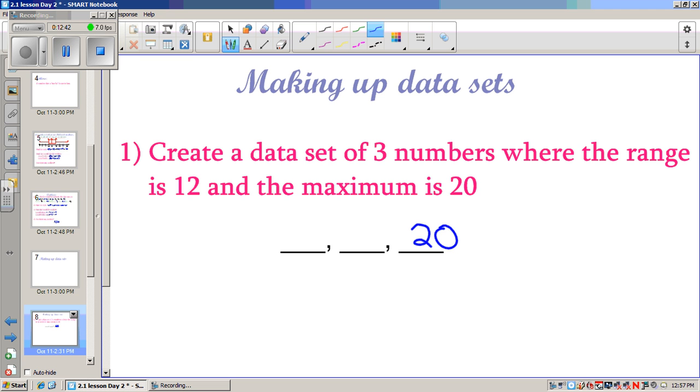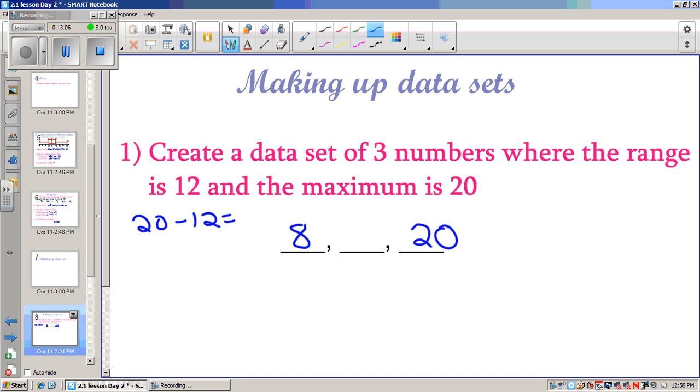Since my range is 12, I can take my maximum, subtract my range from it, and that will get me what my minimum is. 8. 20 minus 12 is 8. Now, those are the only 2 stipulations here, is that the range is 12, which we already have. 20 minus 8 is 12, and the maximum is 20, which is our biggest number.